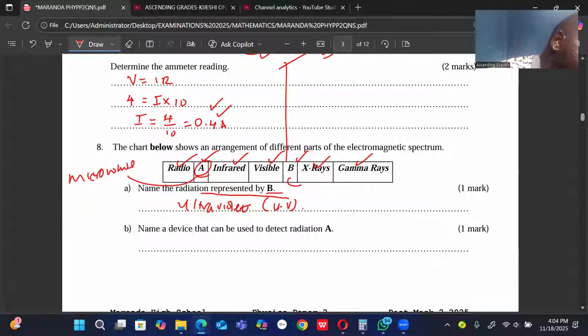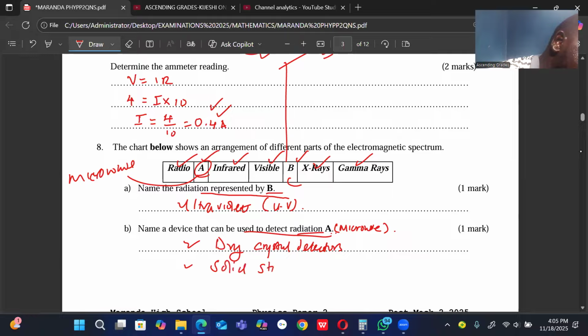So you ask yourself, because question B relies on the meaning of A. You are asked for a device that can be used to detect radiation A. What is radiation A? This is a microwave. And this one is tested by use of dry crystal detectors. And we still have solid state diodes.